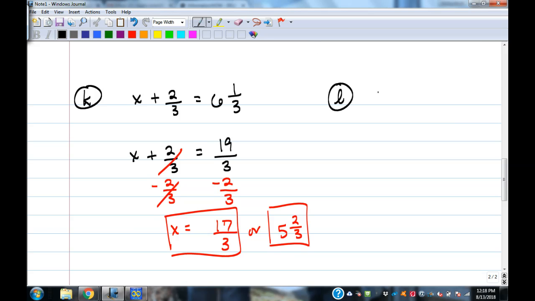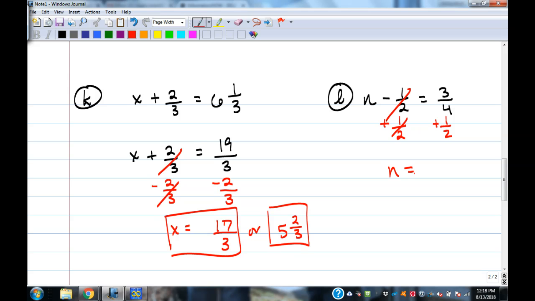Let's do one more here. Let's get one that doesn't have the same denominator. So something like n minus 1/2 equals 3/4. What operation should we use? Addition? What are we going to add? Add 1/2 to both sides. All right, good job. That cancels out here.